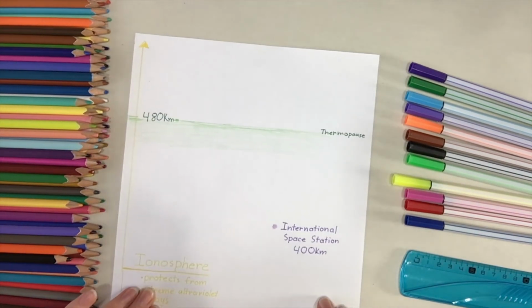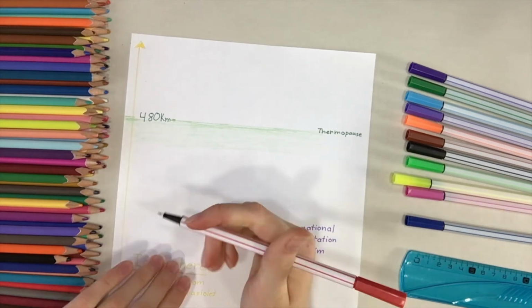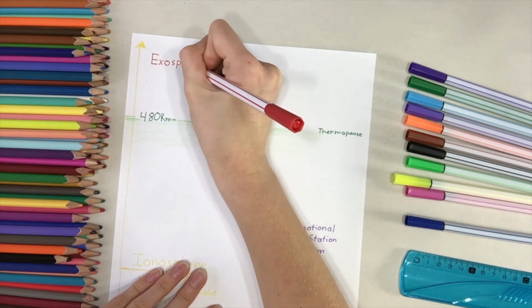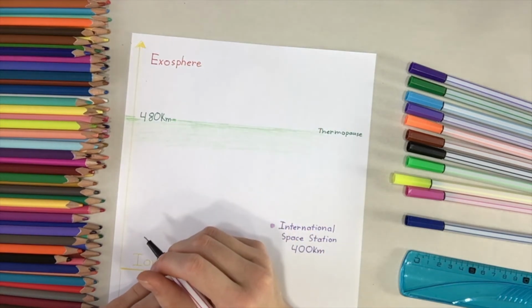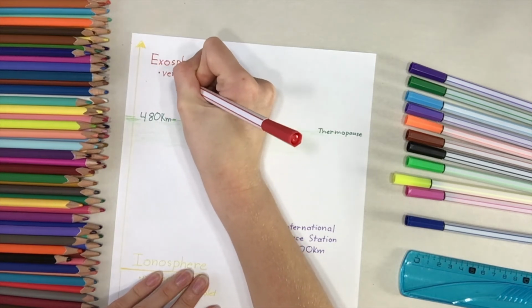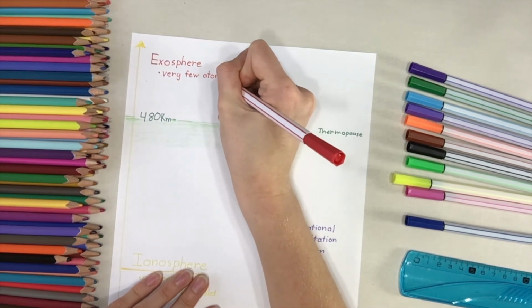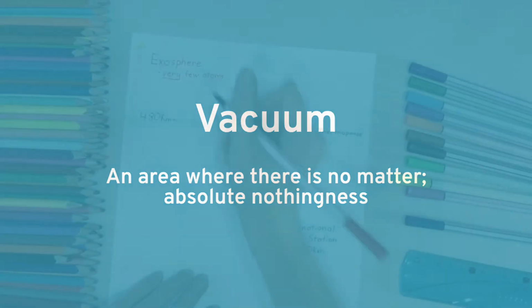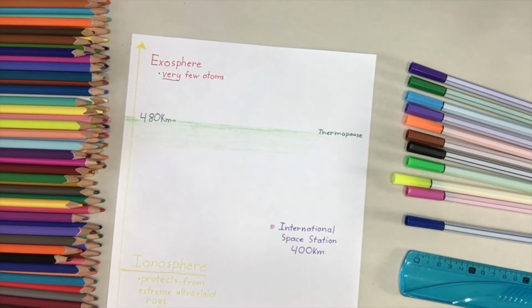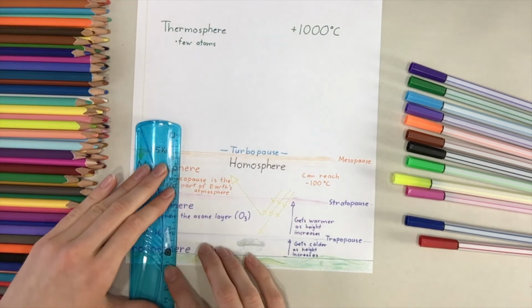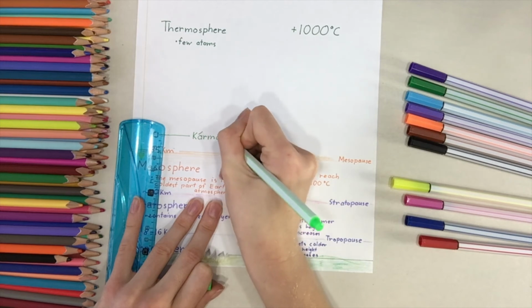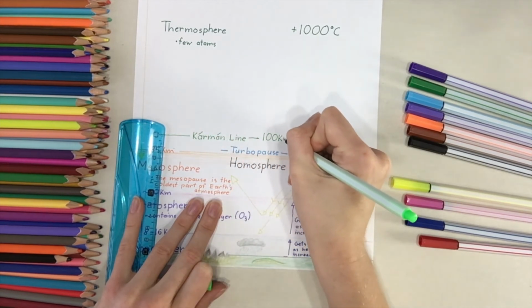The final layer of the atmosphere is the exosphere. There's no distinct line where the exosphere ends, and individual gas molecules such as oxygen, hydrogen, and helium will orbit the Earth and sometimes float off into space. In space, there are very, very few atoms, making space a vacuum, an area where there is no matter, absolute nothingness. Exactly where outer space starts is something that is debated. However, people have named the point where outer space begins the Kármán line. This line is only 100 kilometers above the surface of the Earth.